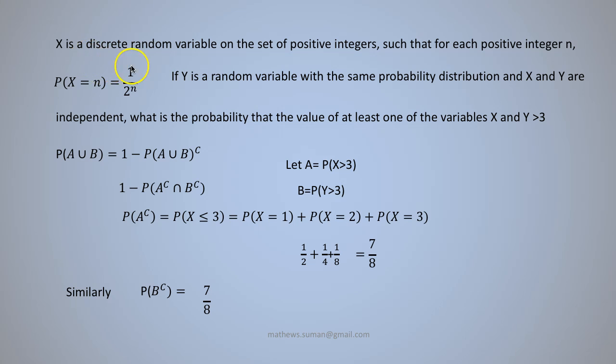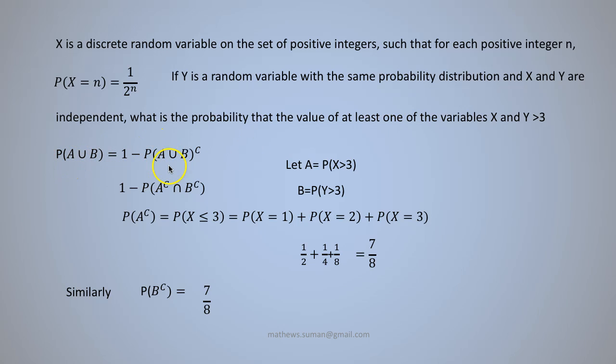Coming to the next problem, x is a discrete random variable on the set of positive integers such that for each positive integer n, probability that x equals n is 1 by 2 raised to n. If y is a random variable with the same probability distribution and x and y are independent, what is the probability that the value of at least one of the variables x and y is greater than 3? We need to find the probability that at least one of x and y is greater than 3.